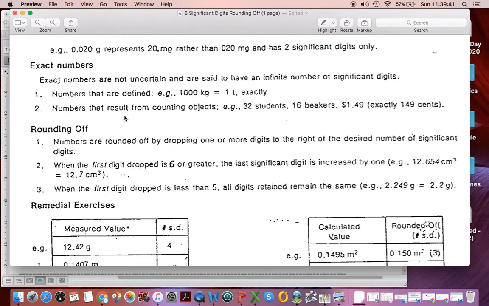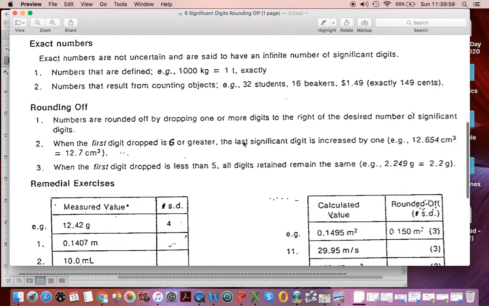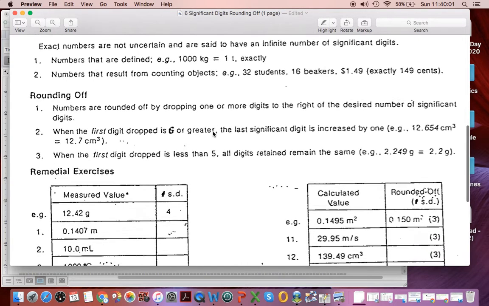If we are counting something, so counting students, counting beakers, counting pennies, although we don't really have many pennies around anymore. But if you are counting donuts, those are considered to be exact numbers and therefore have infinite significant digits. Now the rounding, you have to make sure you know how to round properly.